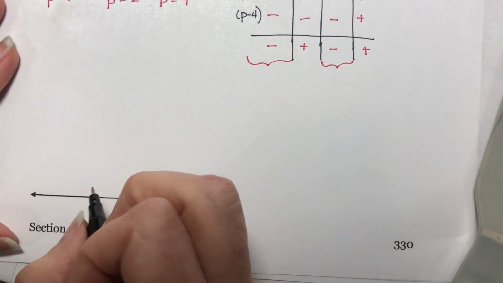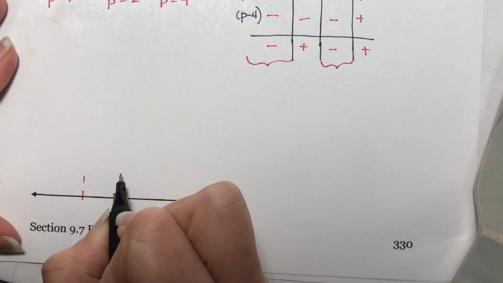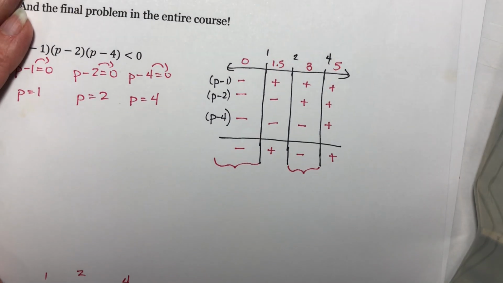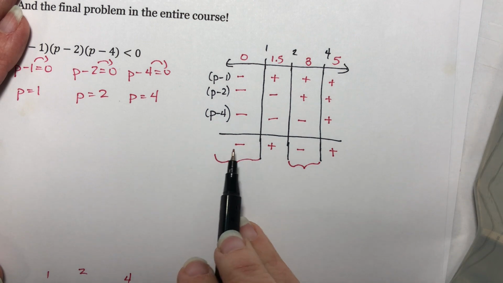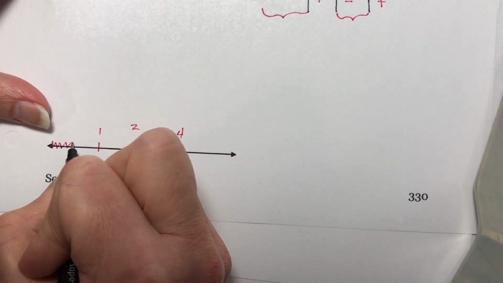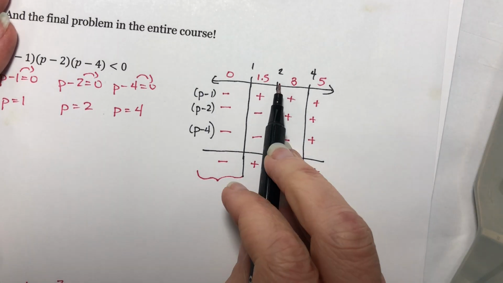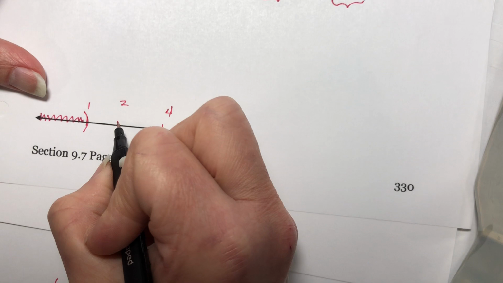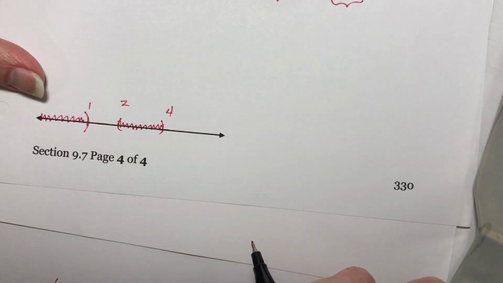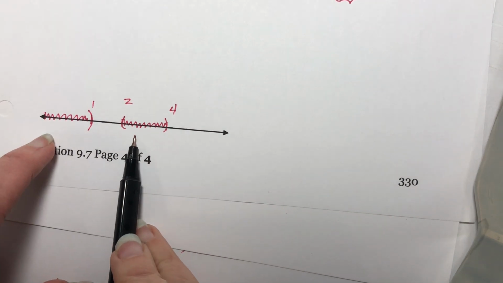I need to put 1, 2, and 4 on our graphs. We shade in this region, which is less than 1, so that's right here. And this is going to get parentheses. And then between 2 and 4. So parentheses here and here, and shade there. Your answer in interval notation, you need to describe both of these.